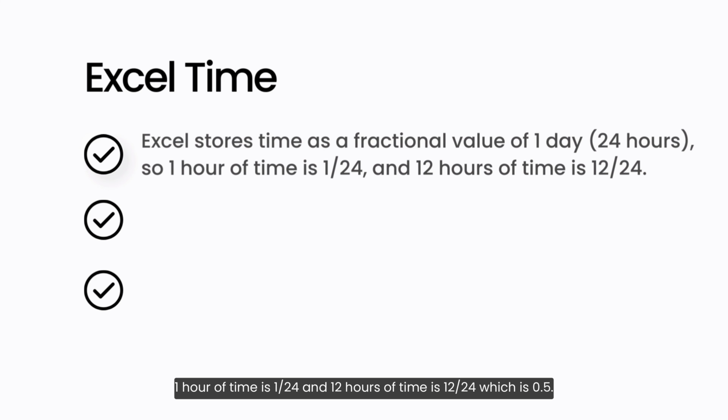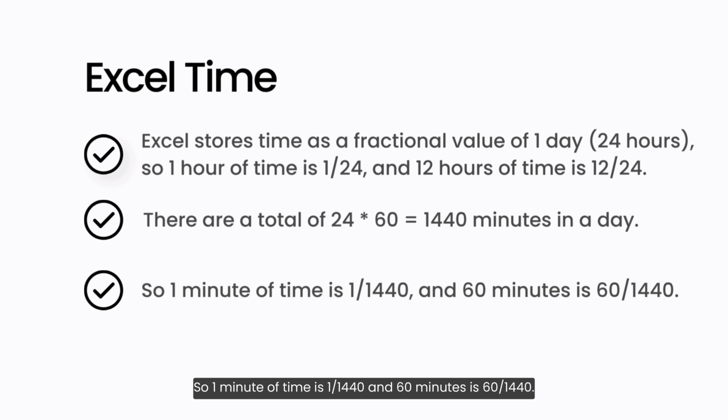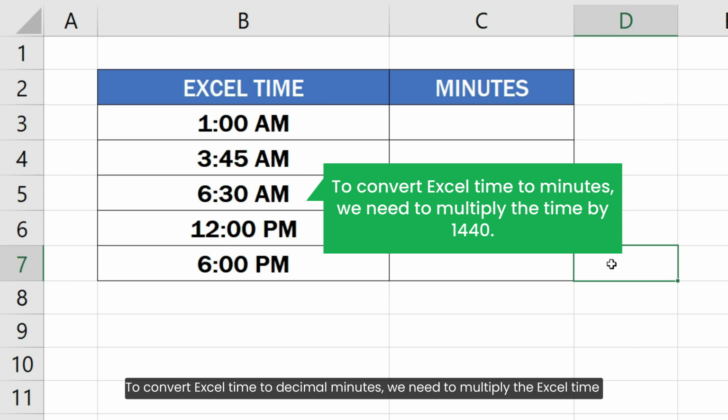1 hour of time is 1 divided by 24 and 12 hours of time is 12 divided by 24, which is 0.5. There are 60 minutes in each hour, so there are a total of 24 into 60, which is 1440 minutes in a day. So 1 minute of time is 1 divided by 1440 and 60 minutes is 60 divided by 1440. To convert Excel time to decimal minutes, we need to multiply the Excel time by 1440, which is the total number of minutes in 1 day.